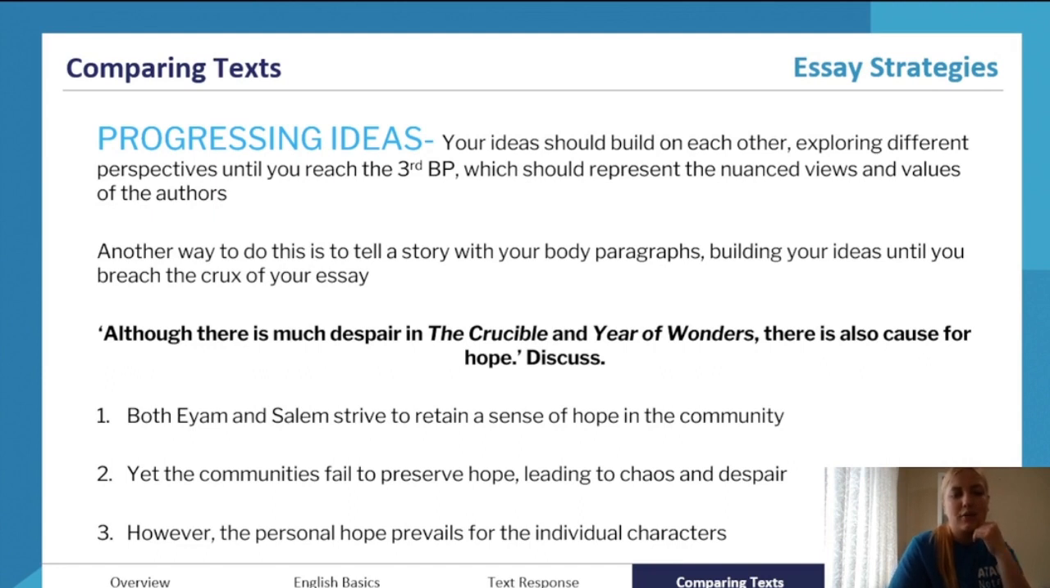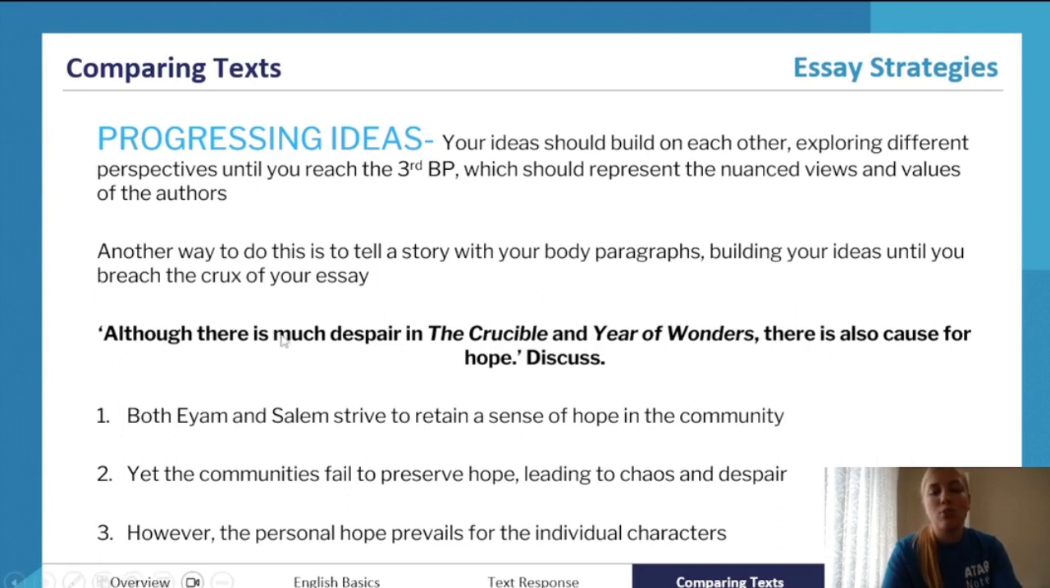So, another way to do this idea progression is by telling a story with your body paragraphs, building your ideas until you breach the crux or the key point of your essay or interpretation. Having a look at this example: although there is much despair in The Crucible and Year of Wonders, there is also cause for hope. Discuss. So, we might start by establishing that both Eyam and Salem strive to retain a sense of hope in the community. They try to keep it there. However, they fail to preserve hope, leading to chaos and despair when this fails.